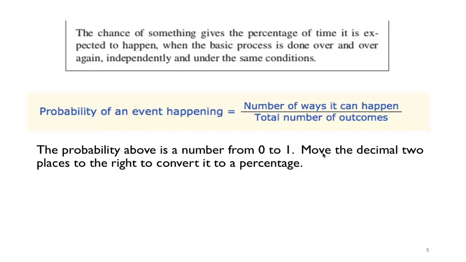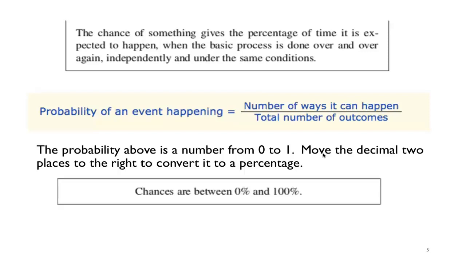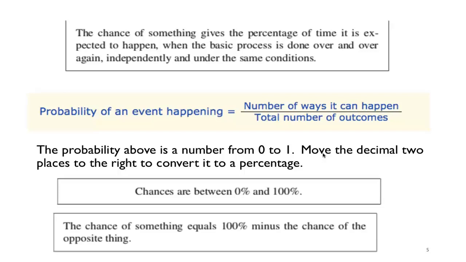If I want to convert it into a percentage, that's how we typically talk about chance, as a percentage. So if your answer is a decimal, you can convert it by moving 2 decimal places to the right, so that chances are between 0% and 100%. Then the chance of something equals 100% minus the chance of the opposite happening. This last thing we're going to cover later today in the lecture, so we'll come back to that a little bit later.